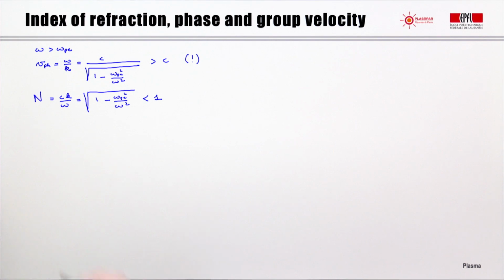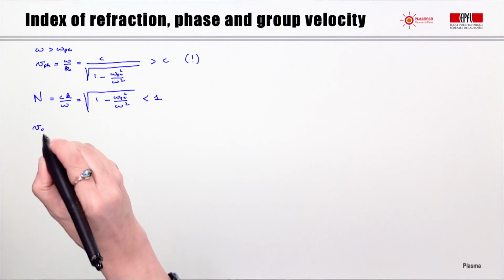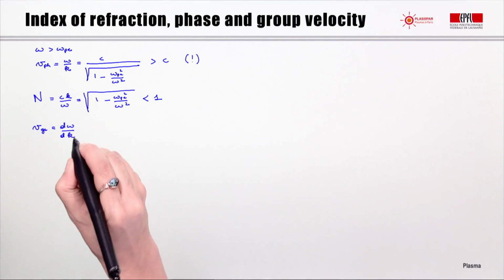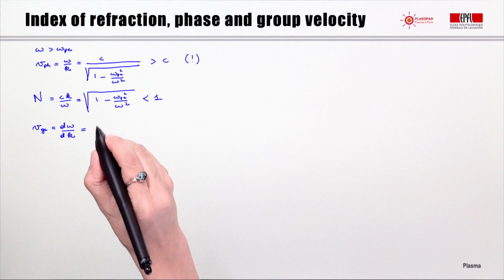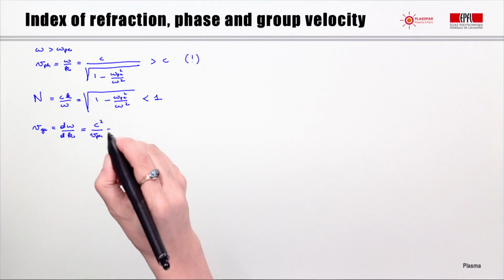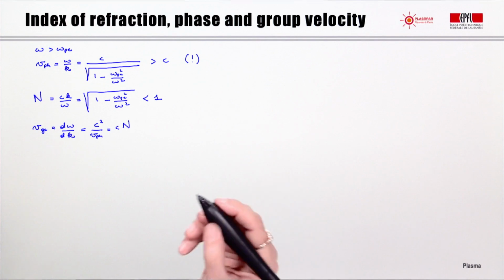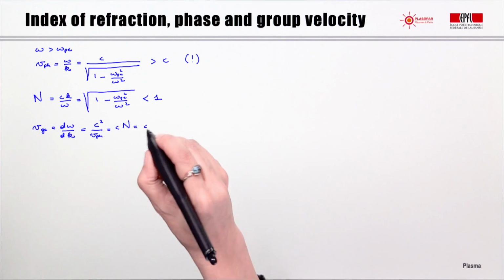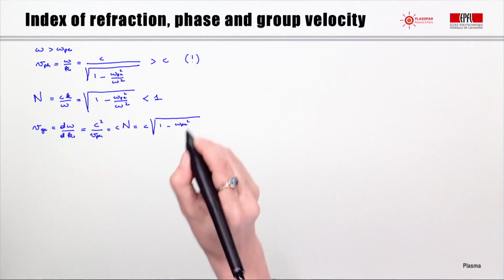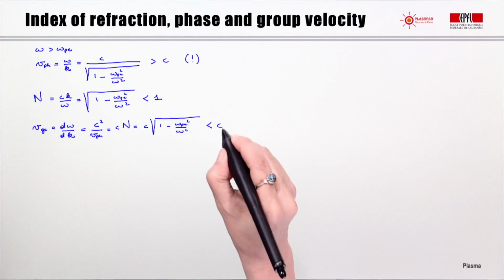However, if we calculate the group velocity, that is defined as d omega over dk, for a light wave in a plasma it is equal to c squared over v phase, or c times the index of refraction. We see immediately that this quantity is well behaved and less than the velocity of light.